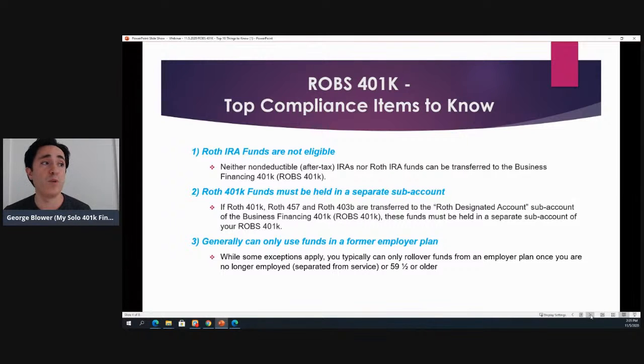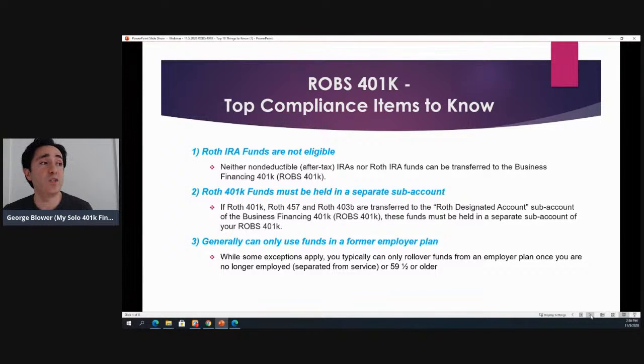If you have Roth money, those funds need to be held in a separate sub-account. It's important that that is understood so that a proper account setup can be done. For example, you would have one account in the name of the 401k for your benefit for your pre-tax money. You'd have a separate account in the name of the 401k for your Roth money. So the Roth money would go into that separate Roth account.